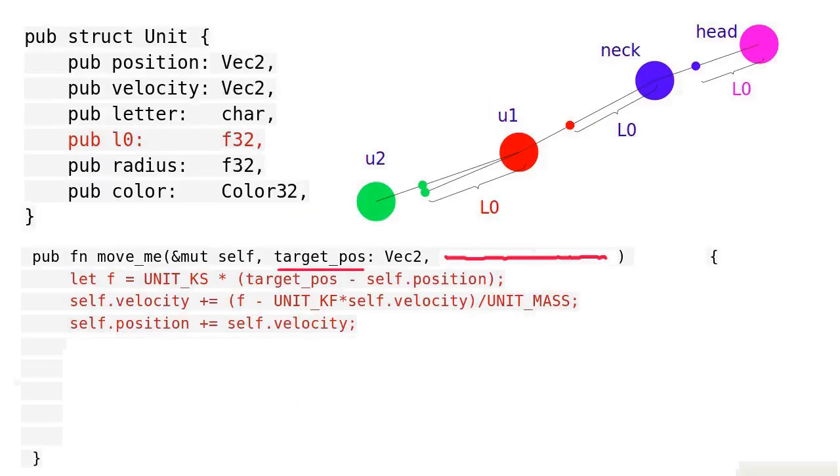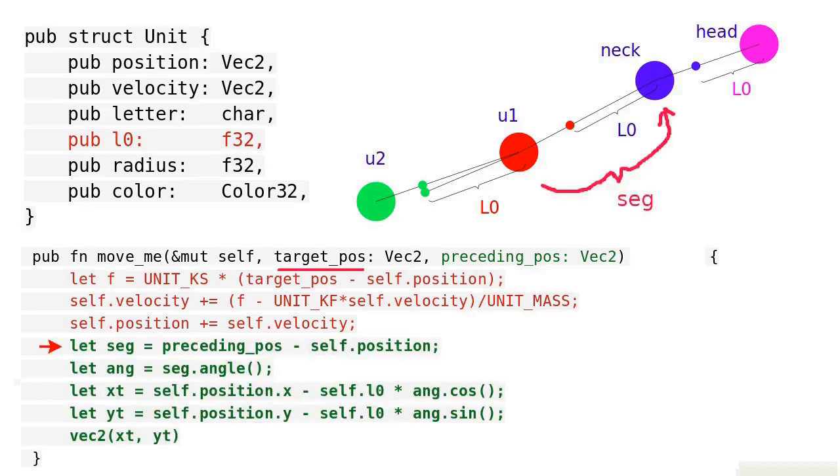Moving on to the code, we need to introduce a new parameter. Take note of how we define the variable, seg. Seg represents a straight line on which we define the target position for the succeeding unit. We need to return this position. Pause the video if necessary.